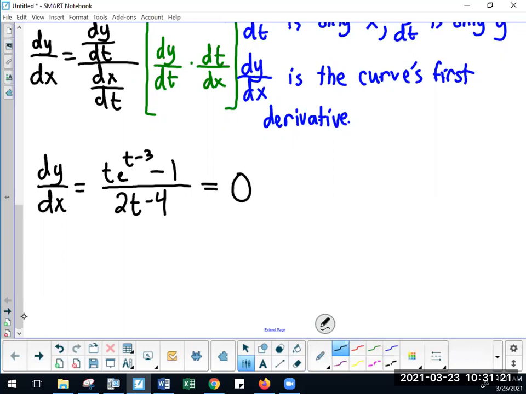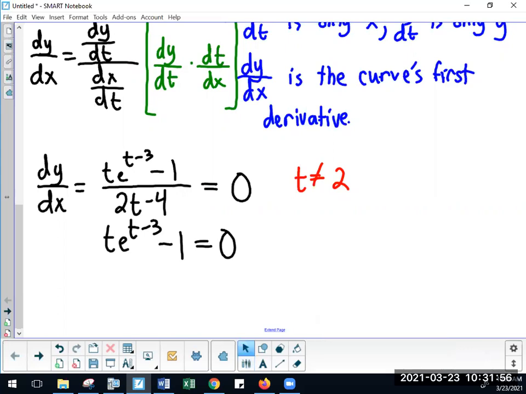So you set this equal to 0. Yeah, that's what you set equal to 0. And then we're going to solve. T cannot equal 2 because then this would be undefined. So you're solving this equation, t e to the power of t minus 3 minus 1. You're solving that. How are you going to solve that? Answer, calculator. Don't finagle around. Don't fool with the algebra. If you have a calculator, which I've already said you have a calculator for this question, you go right into it.